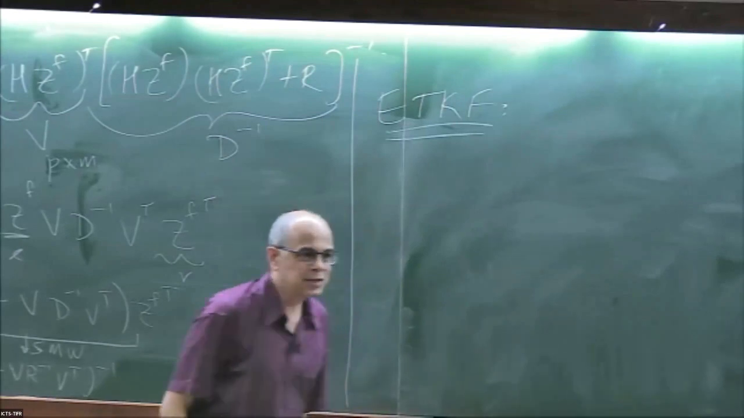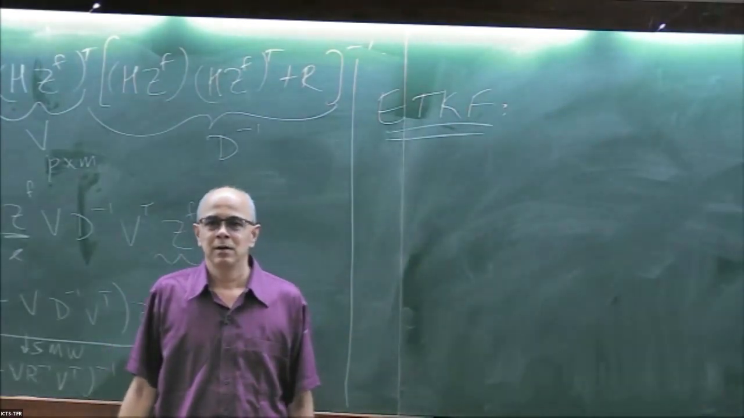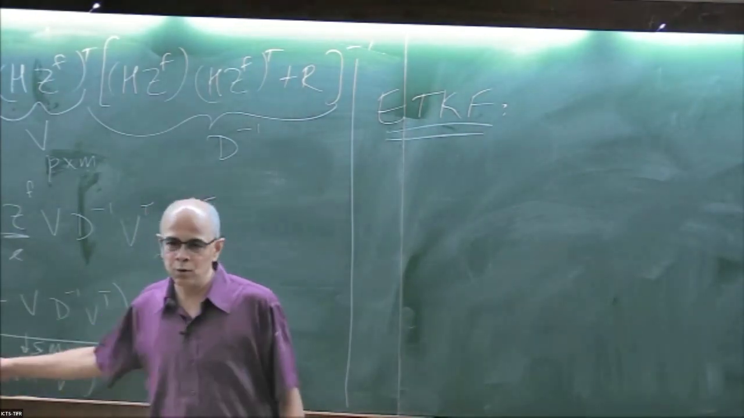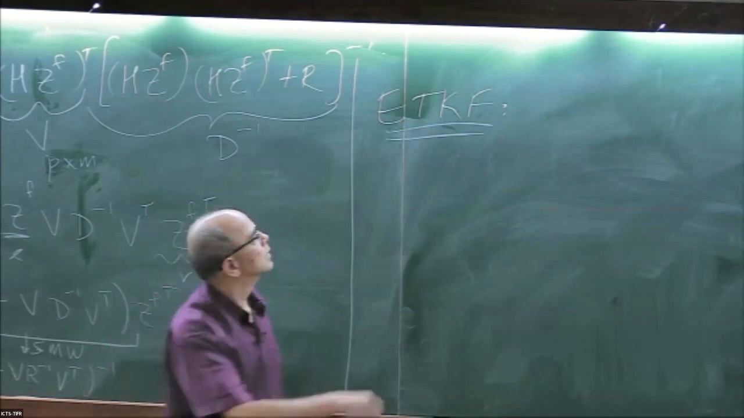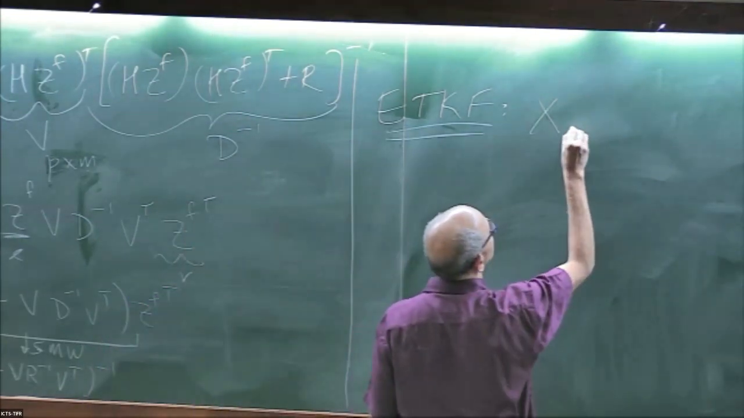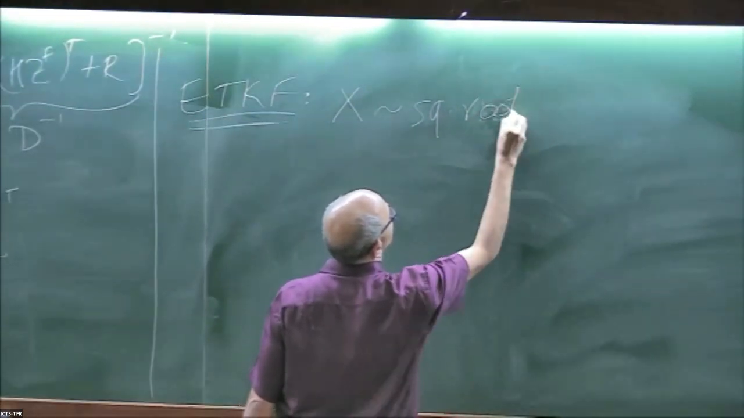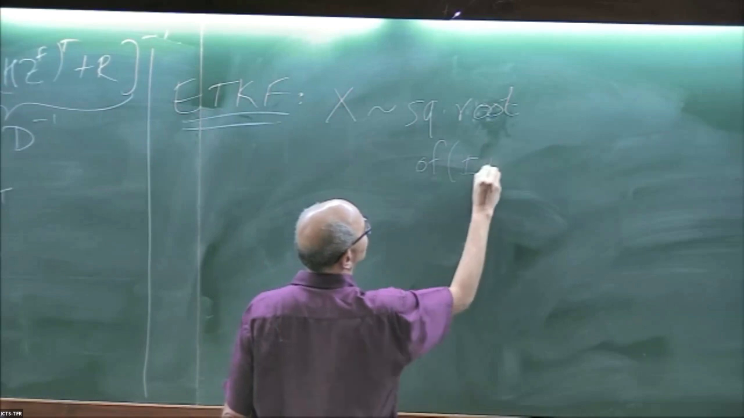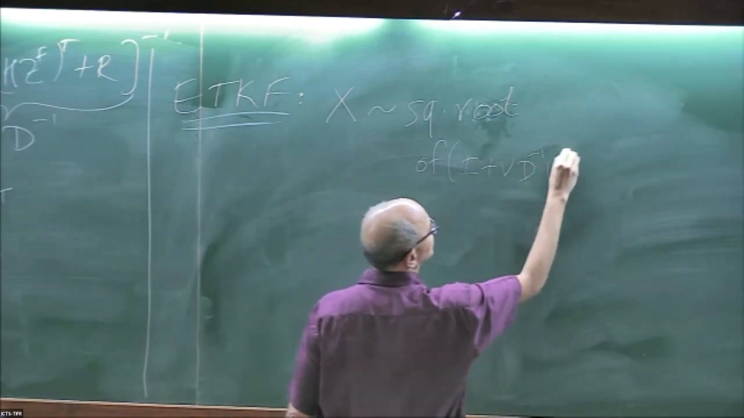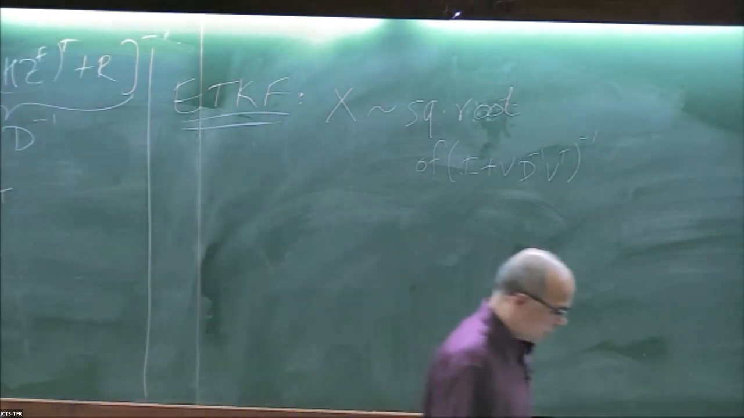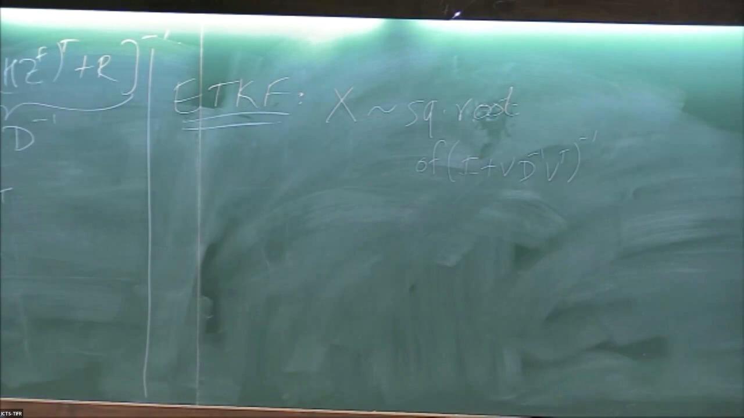The ensemble transform Kalman filter is using the square root of this matrix as X. So X is basically a square root of I plus V R inverse V transpose, inverse. To be precise, the easiest way to do this is through eigenvalue decomposition and so on and so forth, but I will not go through that detail.